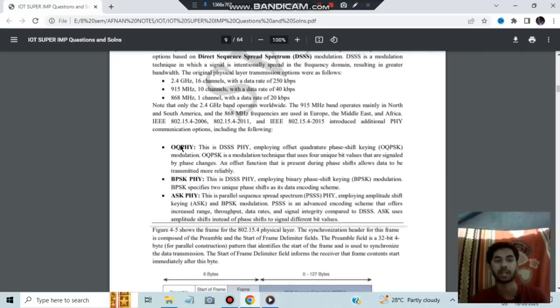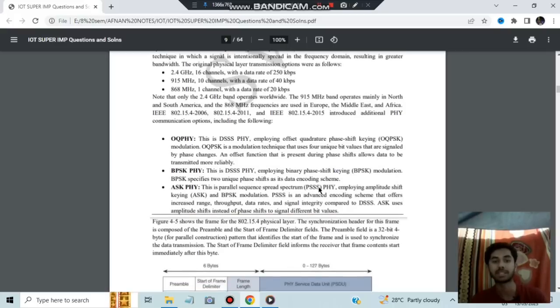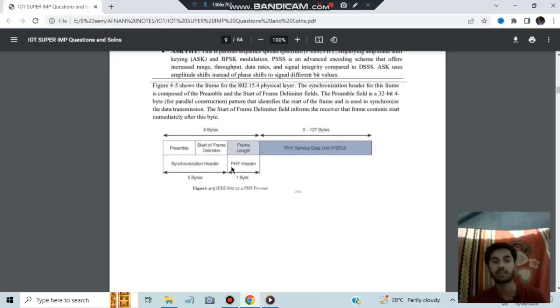Okay, and keep in mind, different additional PHY communication options are there: O-QPSK PHY, BPSK PHY, ASK PHY, and PSSS. All these things are different PHY layers. Okay, and this is a PHY format. Here you have the preamble, start of frame delimiter, frame length, and physical service data unit. Okay, different kinds of data will be stored in all of these.